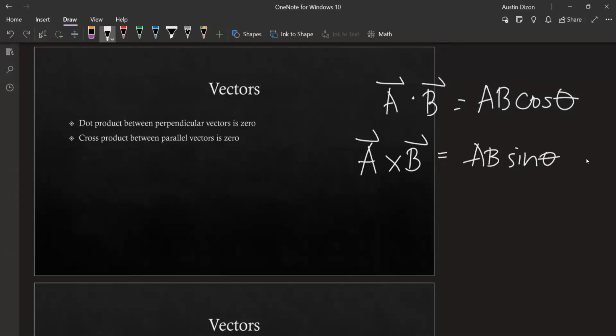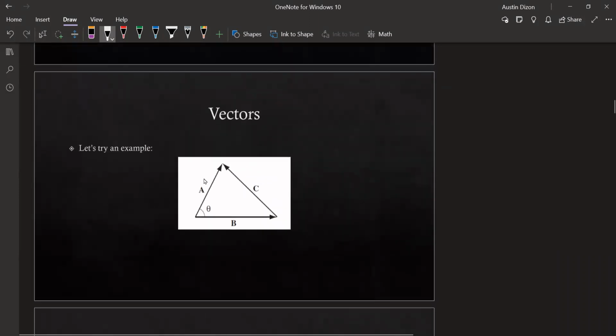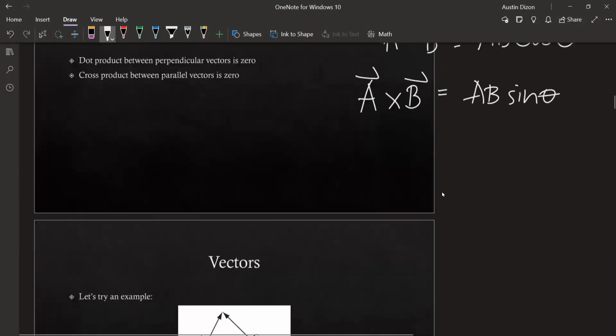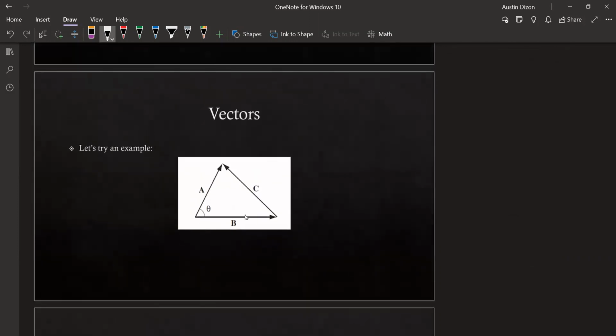Tapos may vector dapat to. Figure out nyo paano siya magiging vector. Okay? So, try natin mag-example. No? Some fun thing to do with yung mga vectors na hindi perpendicular.